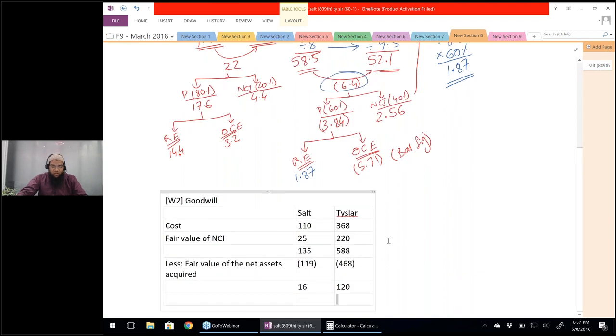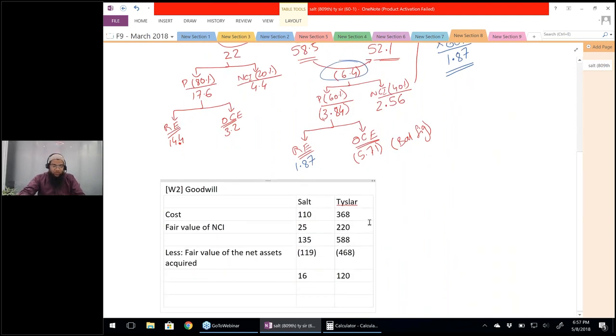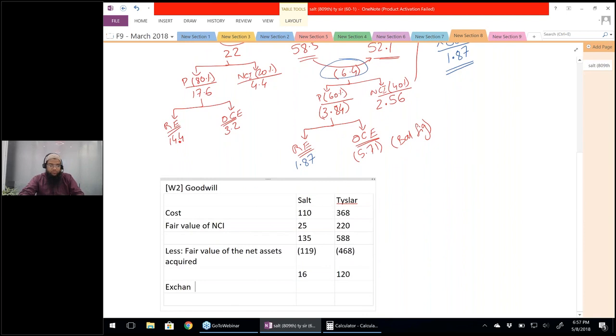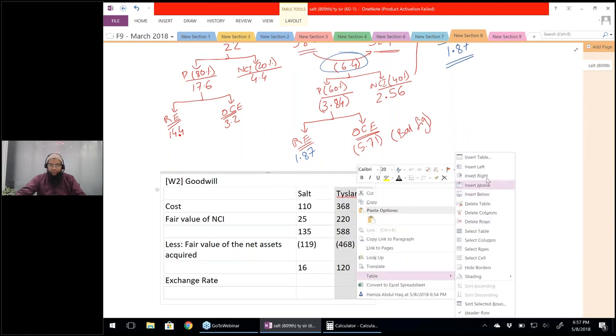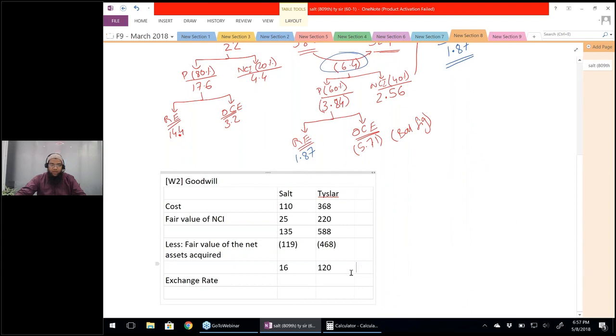So we now need to apply the exchange rate onto this. The exchange rate will convert the goodwill into dollars. At which rate should we be converting this into dollars? What do you think? At which rate should this be converted into dollars?